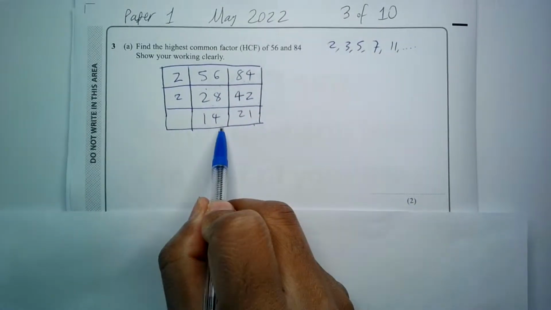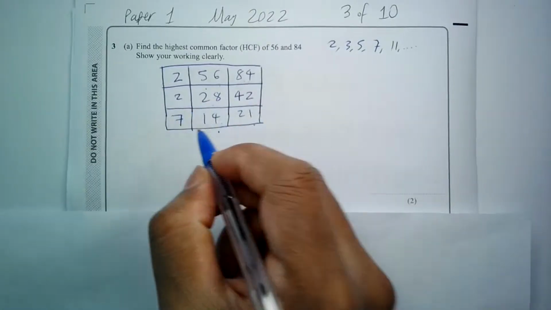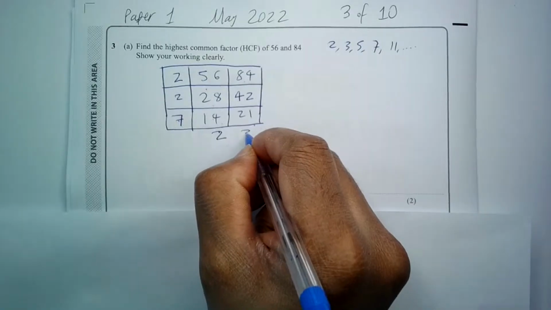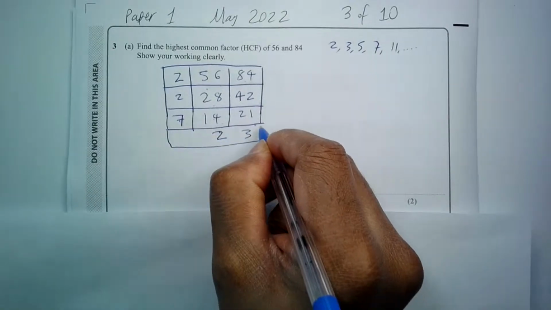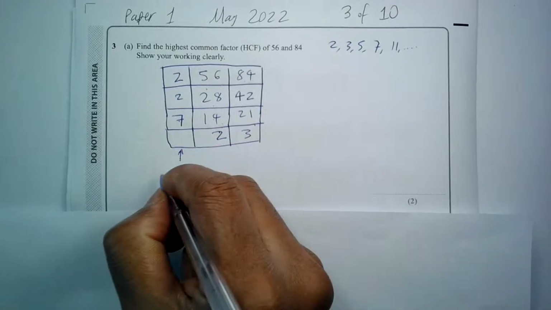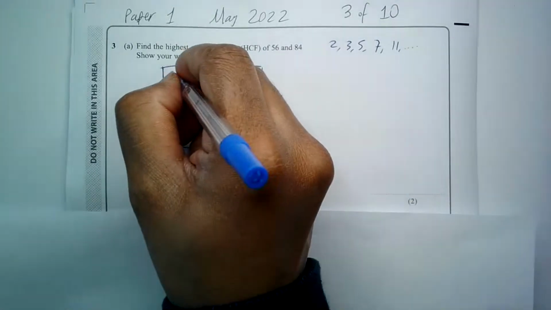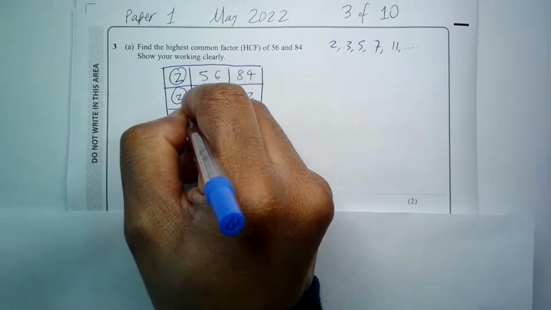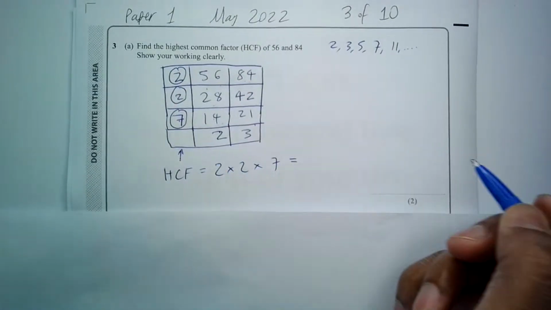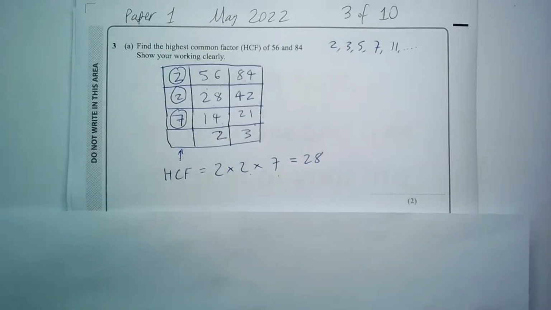And now they are odd and even. So what number goes into both? I can see 7 goes into both. 14 divided by 7 is 2. 21 divided by 7 is 3. And that is it. I don't have anything else. So this is my HCF. HCF equals 2 times 2 times 7. And that gives me 7 times 2 is 14, times 2 is 28.